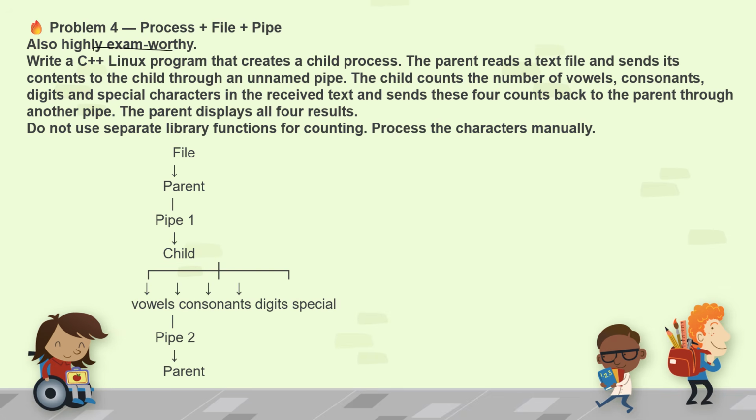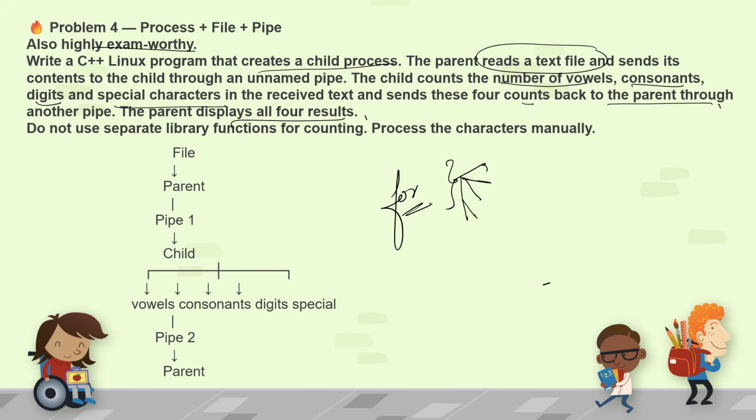This is also a highly exam-worthy question where you create a child process, and the parent reads such a text file. Then the child counts the number of vowels, consonants, digits, and special characters and sends the four counts back to the parent, who displays all four results. Here the for loop can be used, like we had seen, 1, 2, 3, 4, four processes.